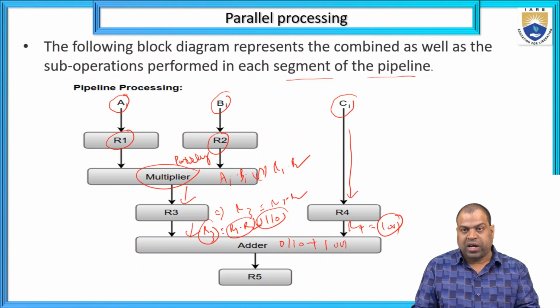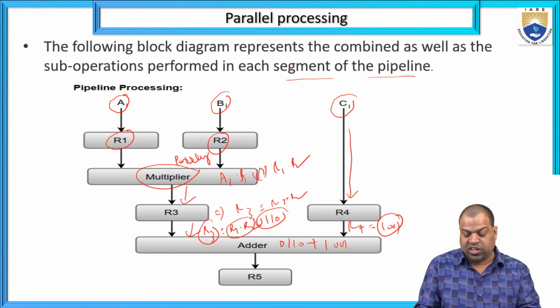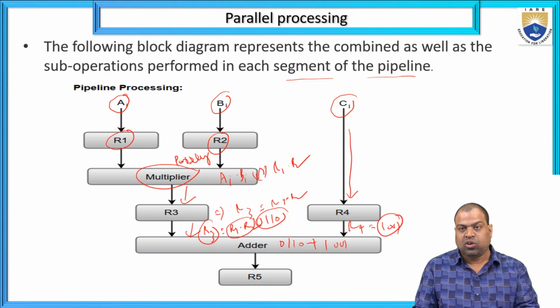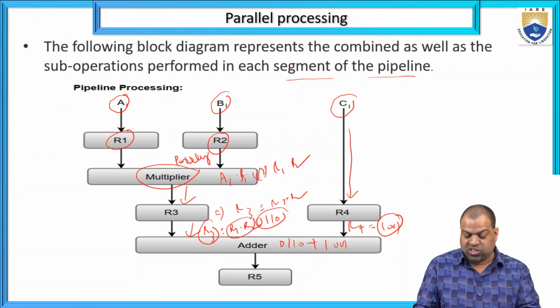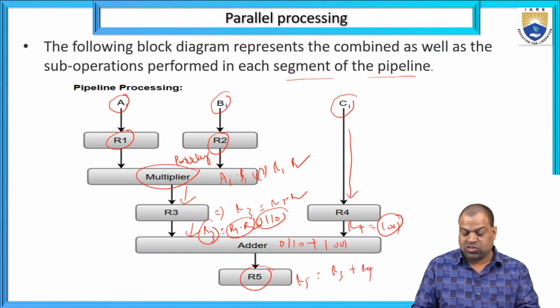So shall we add parallelly? Yes, it is possible to add parallelly. Why? Because the R3 value is already there. It is ready to accept 0, 1, 1, 0 and the R4 value is also ready to accept. So R3 plus R4, what is the result value? The result value is stored in R5. So R5 equal to R3 plus R4. So these operations are performed parallelly.